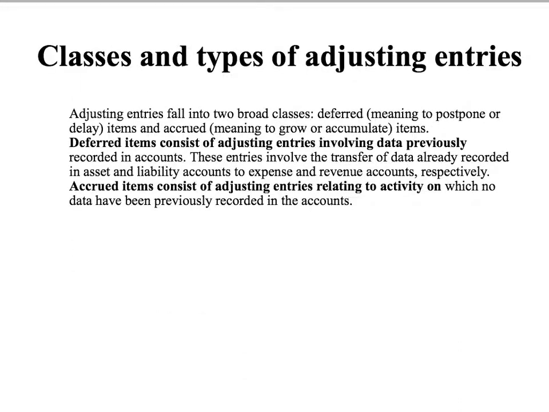Now, there are only 6 or 7 types of adjusting entries, and we group them together. There are the adjusting entries that fall into the deferred item category, which involves data previously recorded in the accounts. These entries then have to be adjusted at the end of the year. And the other type of adjusting entries are accrued items, which consists of adjusting entries relating to activity on which no data has previously been recorded.